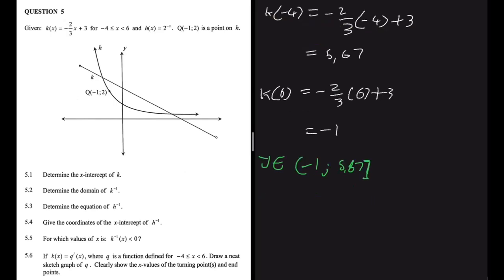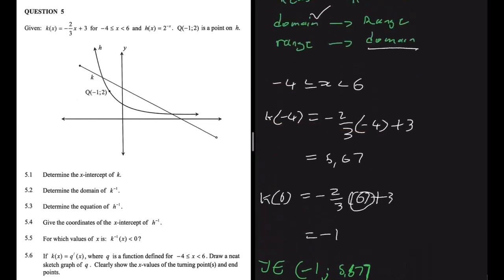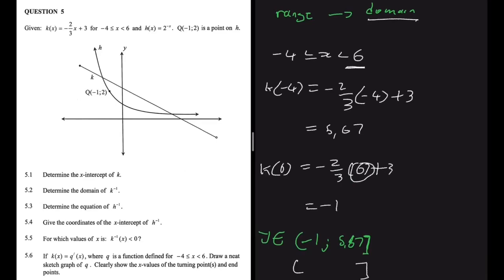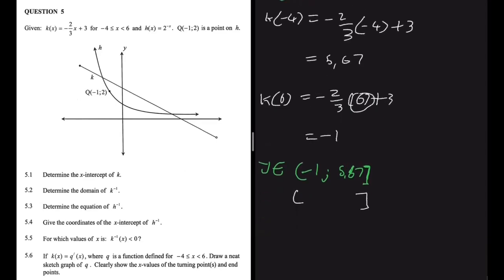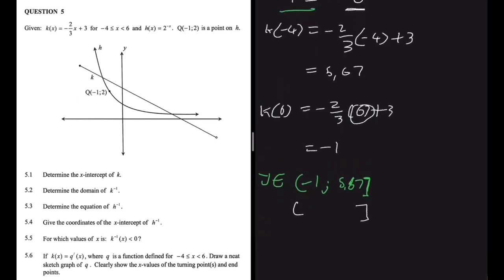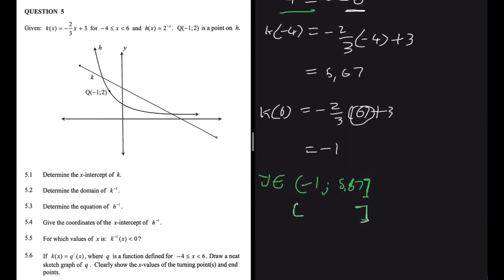Let me explain why here we have the bracket and here we have the cat, right? Here we have the bracket because 6, we're not supposed to include 6, according to our domain. And then we're supposed to touch minus 4 according to our domain. So that's why here I put a bracket and then here I have a cat. So this is the range for k of x.